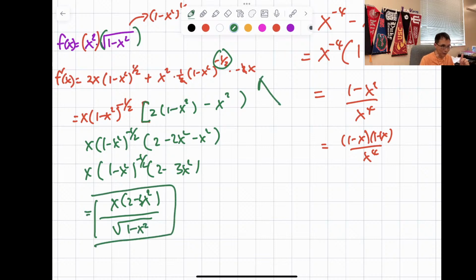Now, if I ever want to find slope, I will stop right here, plug in x is equal to 1 or x is equal to 2. If I want to find out the derivative in the most simplified form, I want to factor out the most negative.